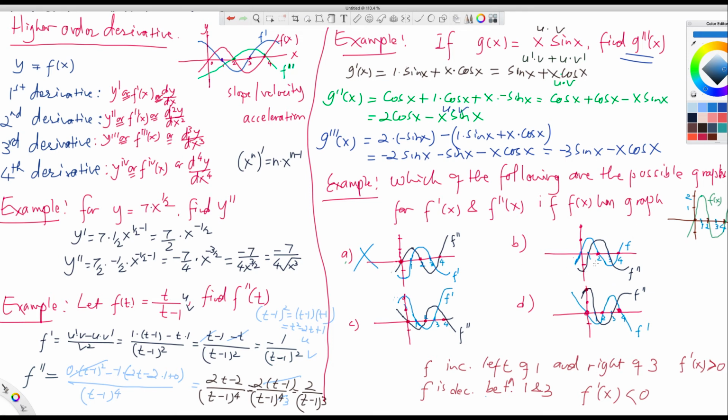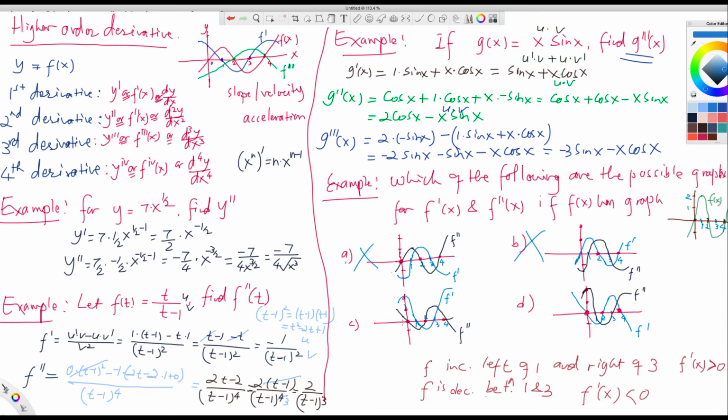On the b, this is f prime. The blue is the f prime. So the graph is negative, less than 0. The graph is negative because it is below. And between 1 and 2, it is positive. But that's not right here, right? Because what we need is left of 1, it must be positive, and right of 3, it must be positive. But this is not the right answer as well.